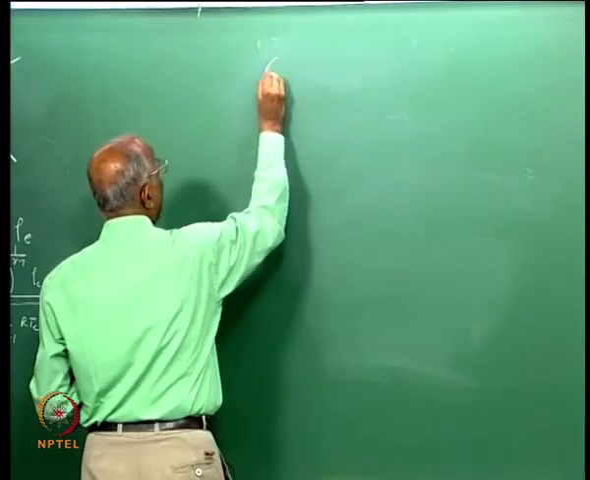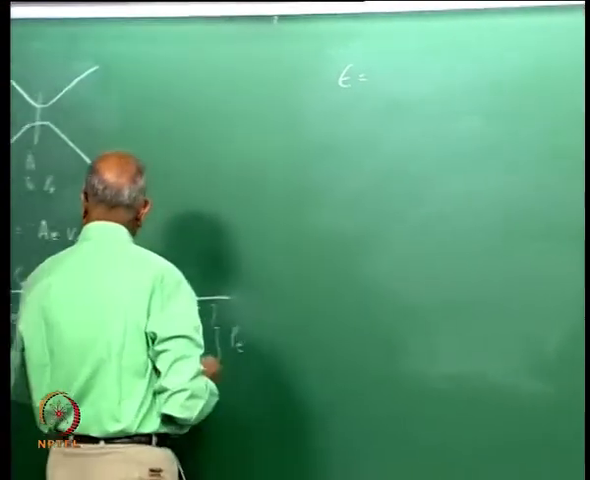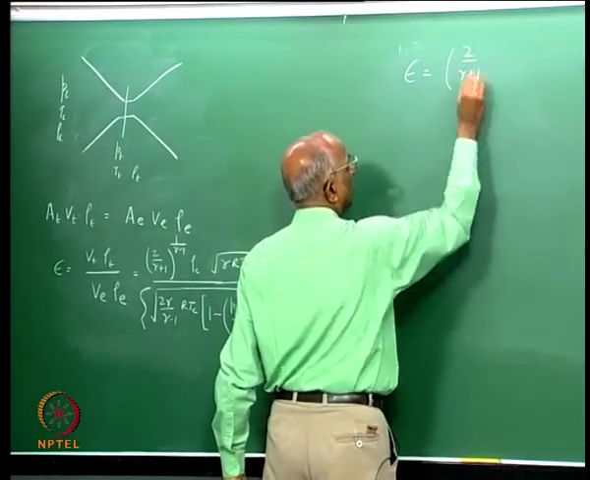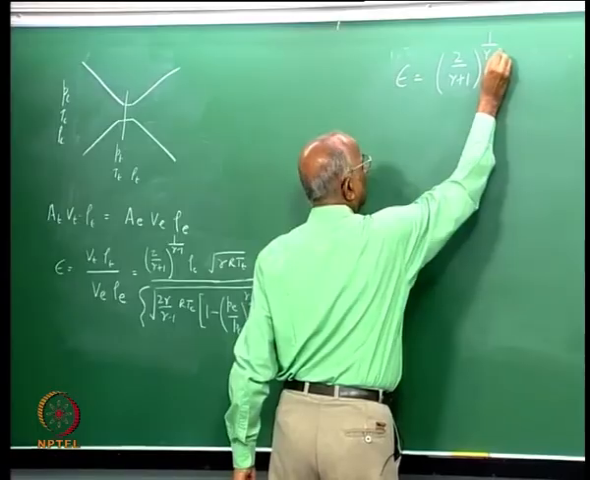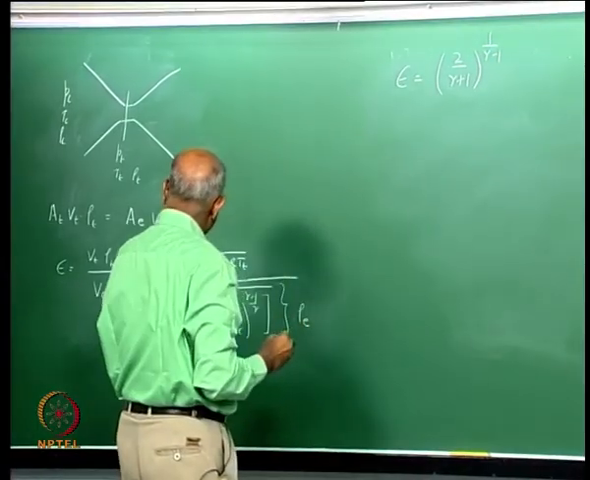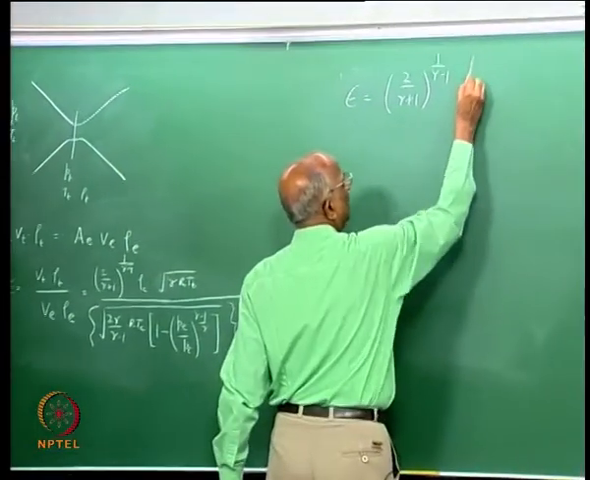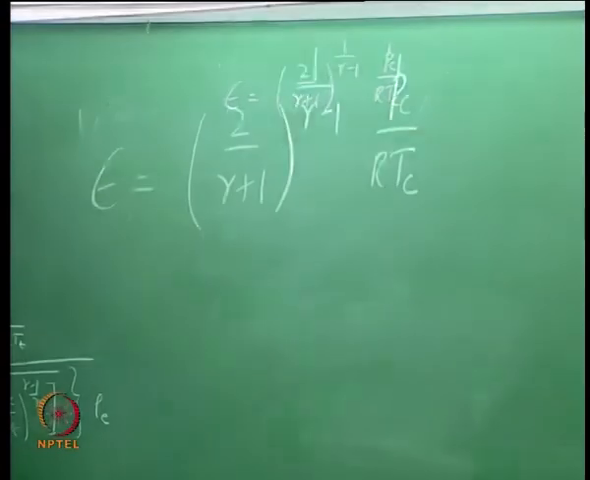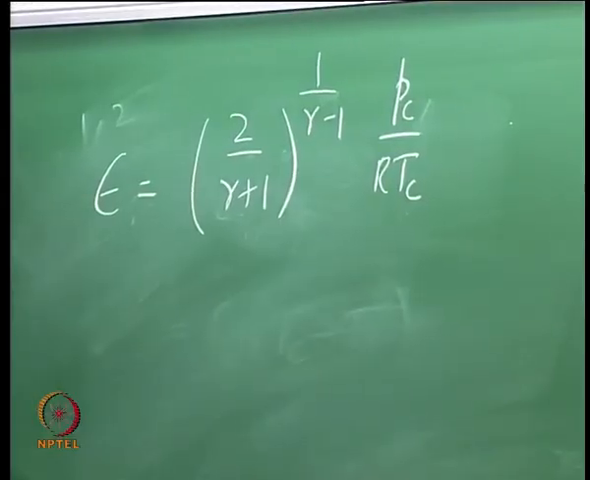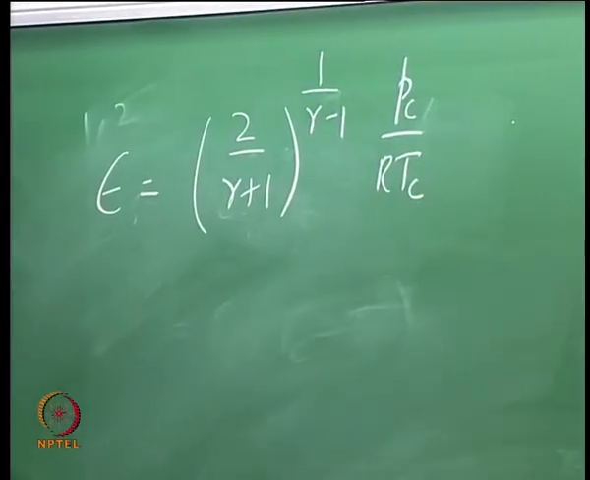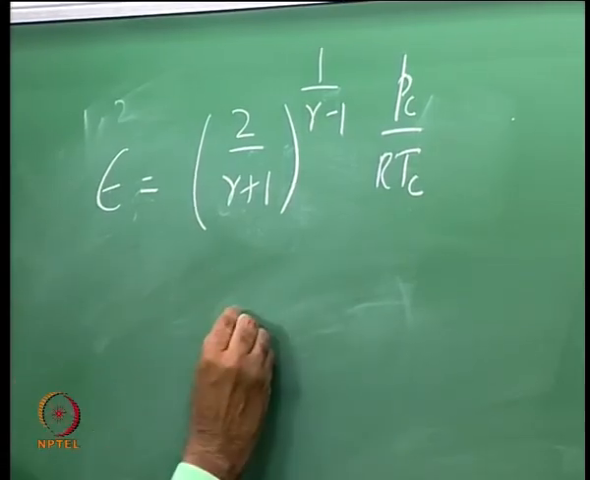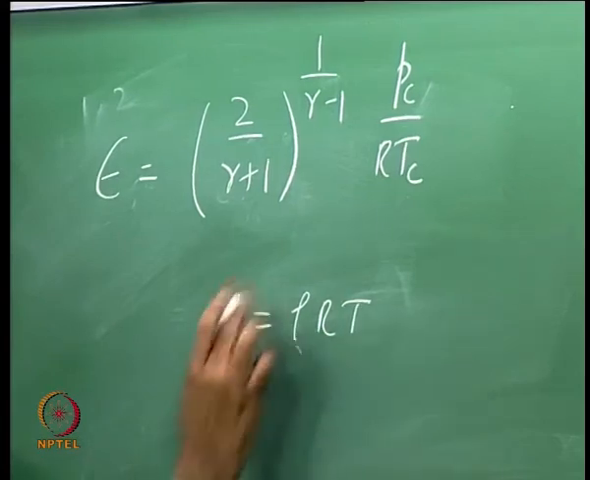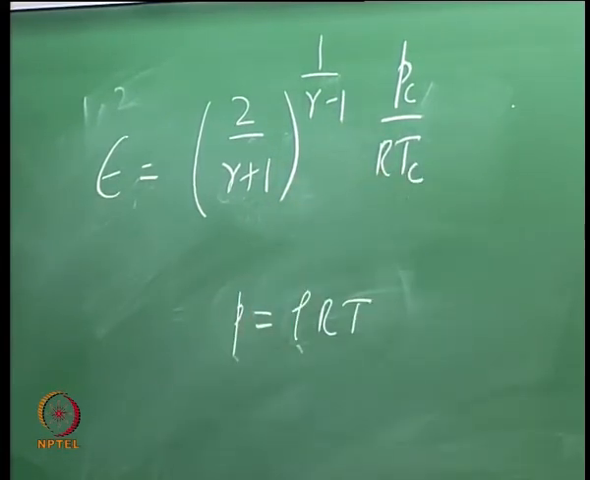Therefore, the area ratio epsilon is given by, let us write it down, (2 over gamma plus 1) to the power 1 over gamma minus 1, into rho c. Rho c I can write as Pc divided by R Tc. We have made use of the ideal gas equation, P is equal to rho RT, P by rho is equal to RT, and therefore rho is equal to P by RT, that is Pc by R Tc.